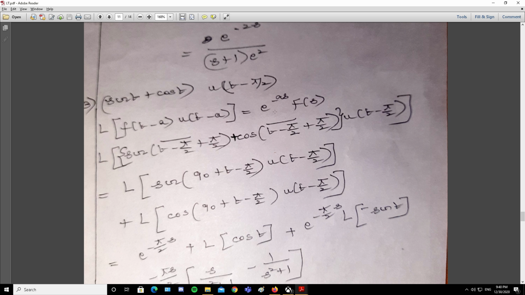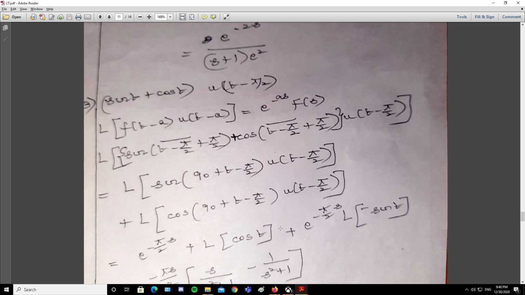So I repeat, a is pi by 2. What is f of s? L of f of t. So what is f of t here? Laplace of sine of 90 plus t, that is cos t. And what is f of t here? Laplace of cos of 90 plus t, that is minus sin t.